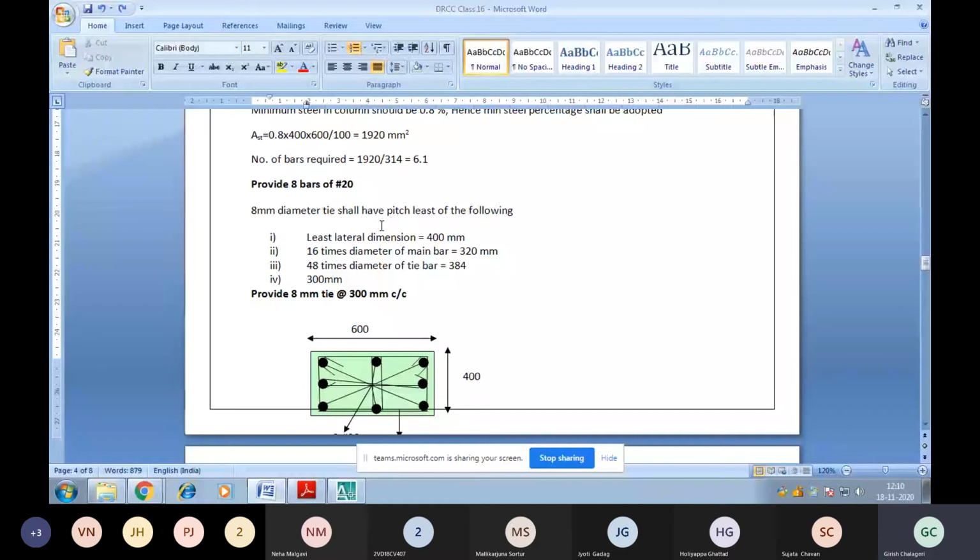So what could be the spacing of that? 16 times the diameter of main bar. The main bar diameter is 20, so 16 into 20 we get 320. Then 48 times the lateral tie diameter, 48 into 8, we get 384 as the spacing. The least lateral dimension of the column is 400. So all these, 400, 320 and 384, are greater than 300. We need to provide the minimum spacing, which will be 300. So let us select 300 here, and we are providing stirrups, ties of 8 mm dia at 300 mm center to center.